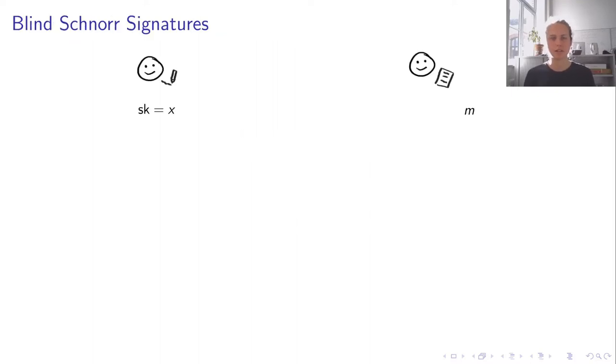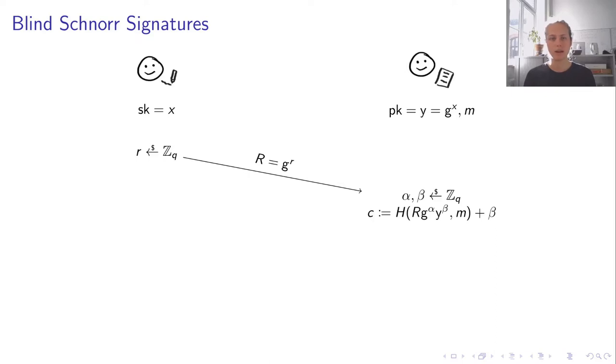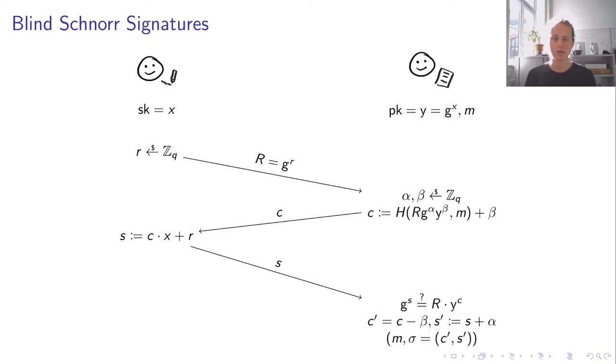Let's look at the first signature scheme. This is blind Schnorr signatures. In the blind Schnorr signature scheme, we have a secret key that is an exponent x, and the public key is just a group generator raised to that exponent x. To generate a signature, first the signer chooses an exponent r, and he sends over g to the r to the user. The user then blinds this value and hashes it along with a message to compute a challenge that is also a blinded hash value. He then sends the challenge back to the signer, and the signer computes this response. From the response, the user can unblind it and generate the actual signature.